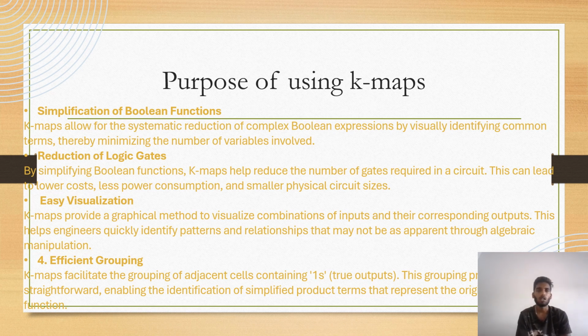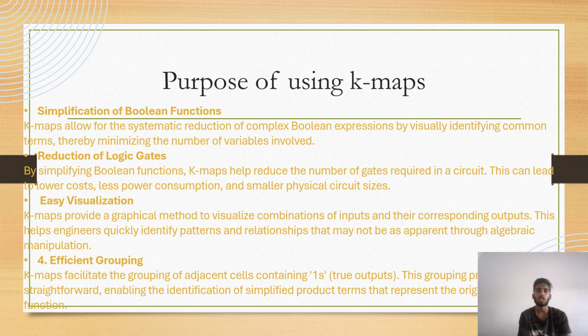K-maps allow for the systematic reduction of complex Boolean expressions by visually identifying common terms, thereby minimizing the number of variables involved. Reduction of logic gates: by simplifying Boolean functions, K-maps help reduce the number of gates required in a circuit. This can lead to lower cost, less power consumption, and smaller physical circuit sizes.